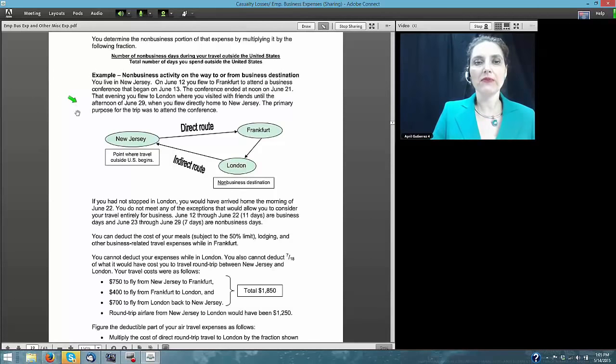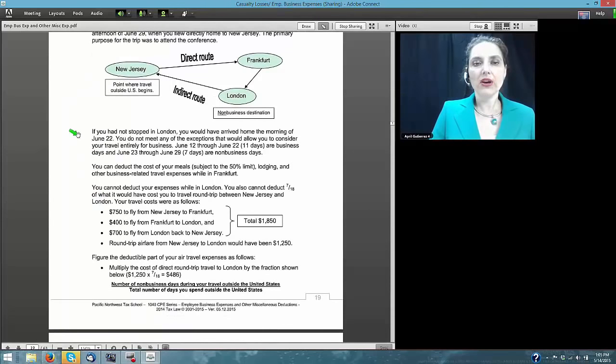The primary purpose for the trip was to attend the conference. Now, if you had not stopped in London, you would have arrived home the morning of June 22nd. You do not meet any of the exceptions that would allow you to consider your travel as entirely for business. June 12 through June 22, 11 days are business days, and June 23 through 29, 7 days are non-business days.